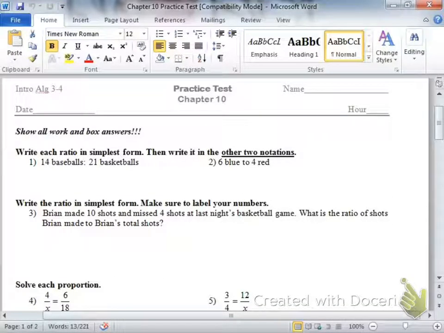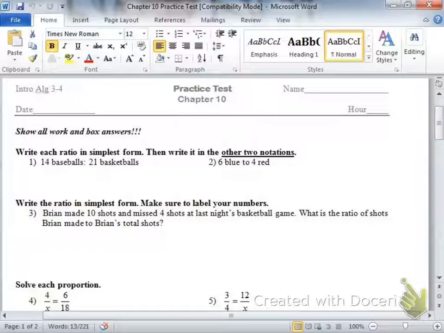Alright, so the first section on the practice test says to write each ratio in simplest form, then write it in the other two notations. This is exactly how your test will start tomorrow. A lot of you don't read directions. Make sure you read the directions tomorrow, because if you don't write it in the two other notations, you are not going to get a significant amount of the points for those problems, okay?